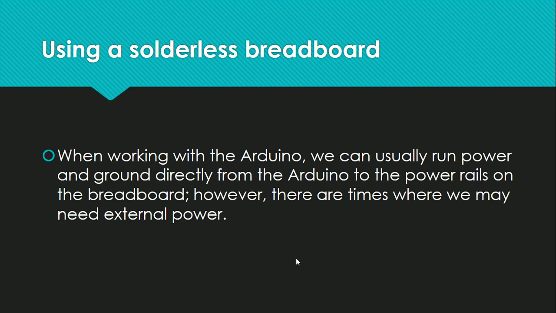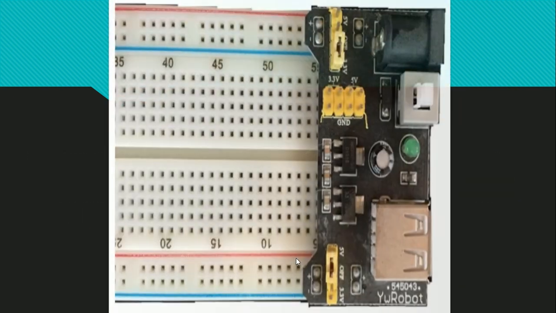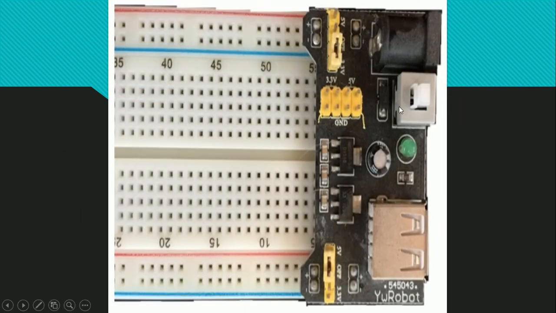But of course, there are also shields that have their own external power. It's because the Arduino cannot simply supply the power that these Arduino shields require. So this is an example where this component has its own power source.